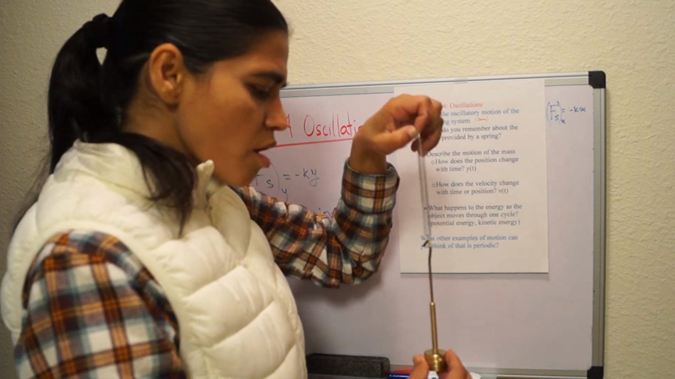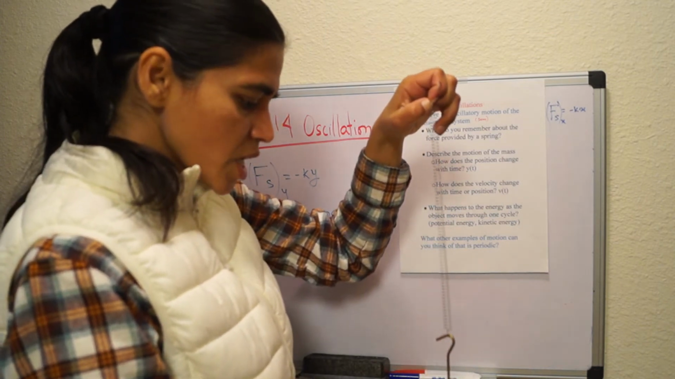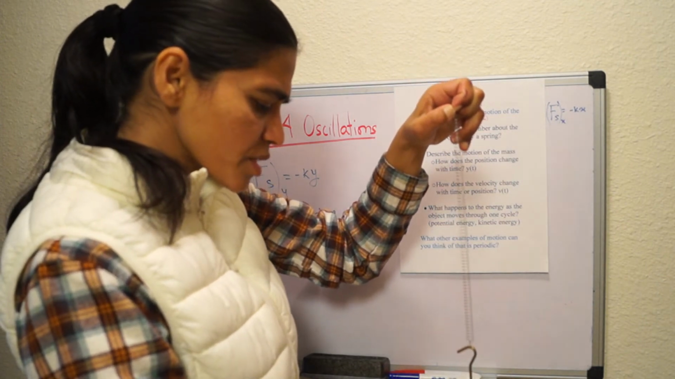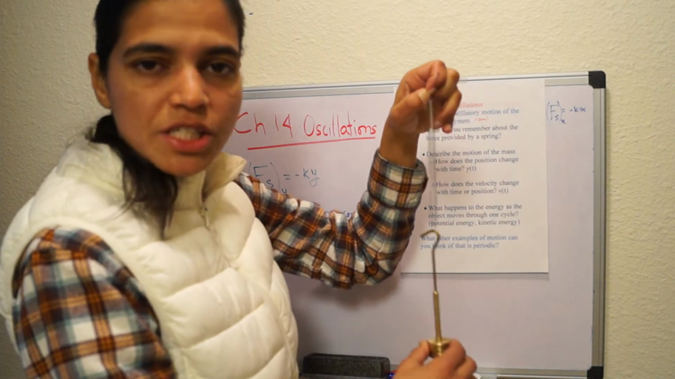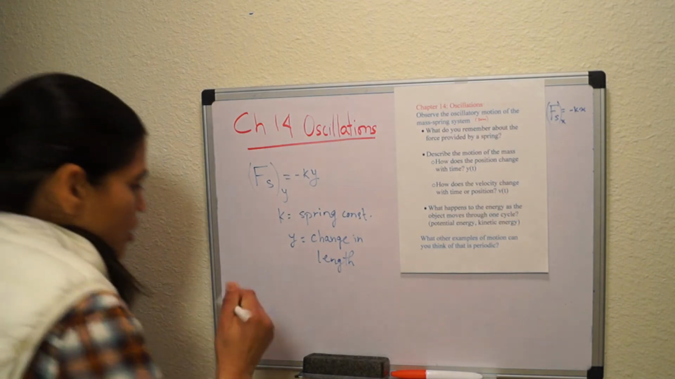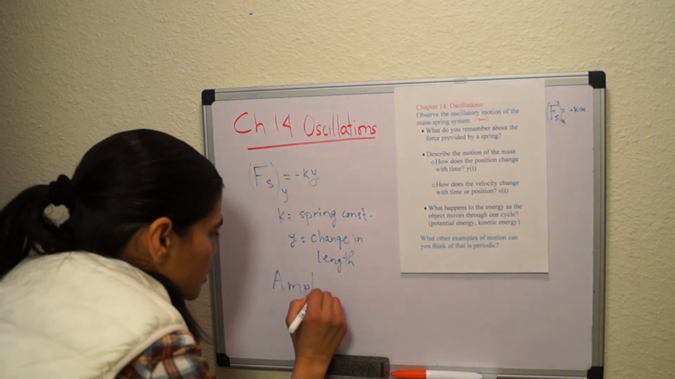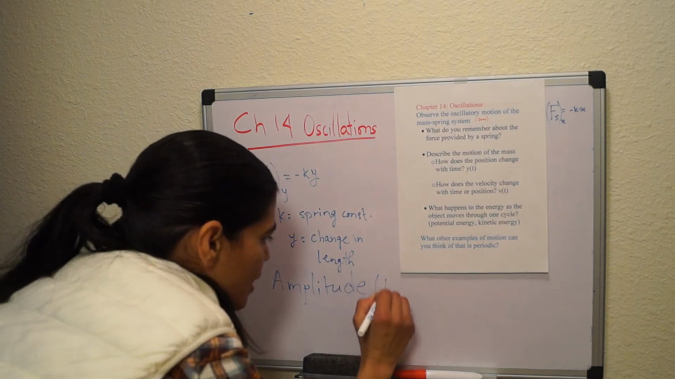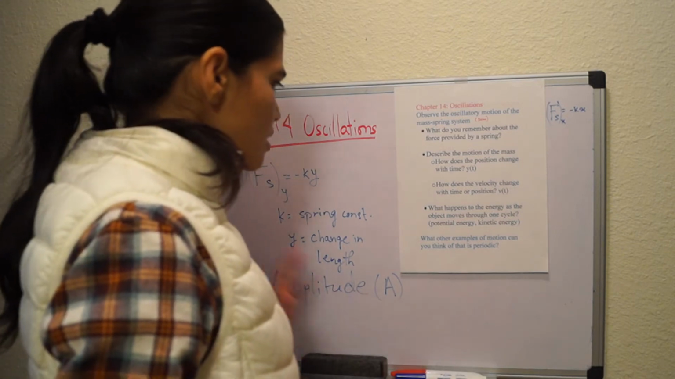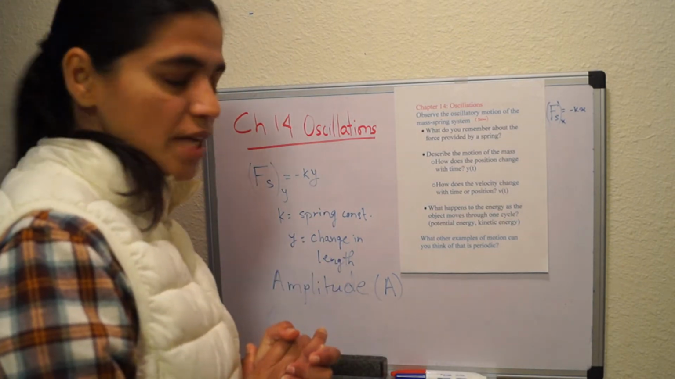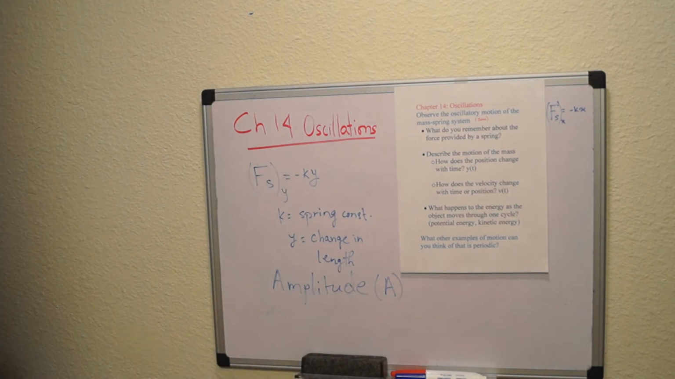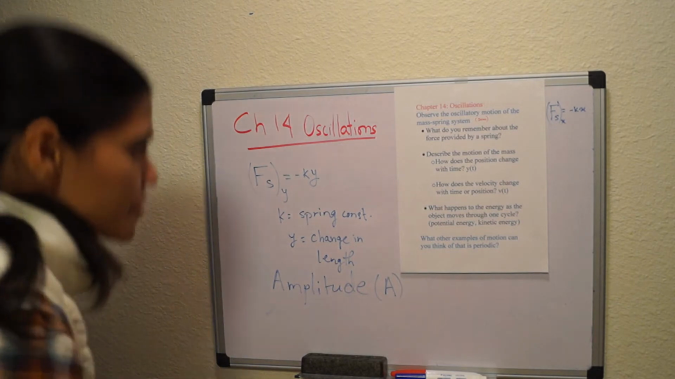This maximum distance from the equilibrium length right here, this maximum distance that this mass is going to reach after it is in motion is called amplitude. Okay, so that is called amplitude and represented by capital A. Now how does the velocity change with time? What could you say about the velocity?